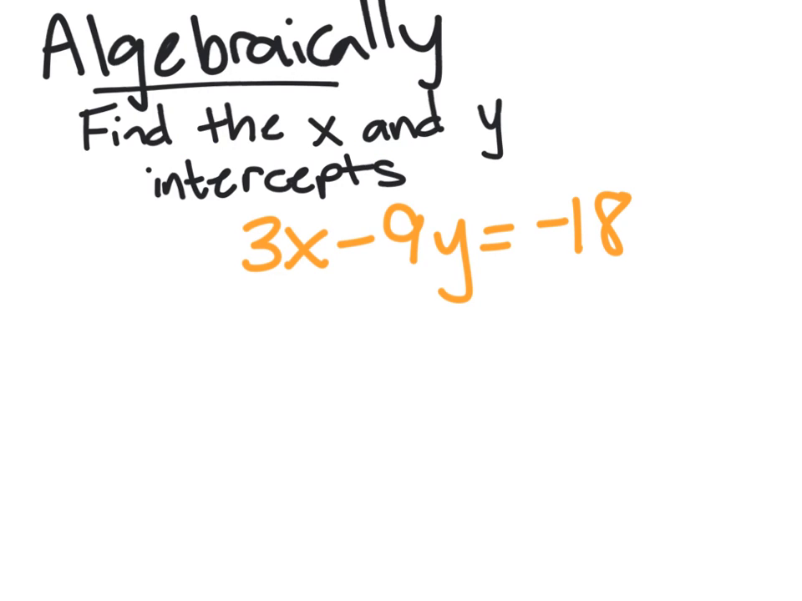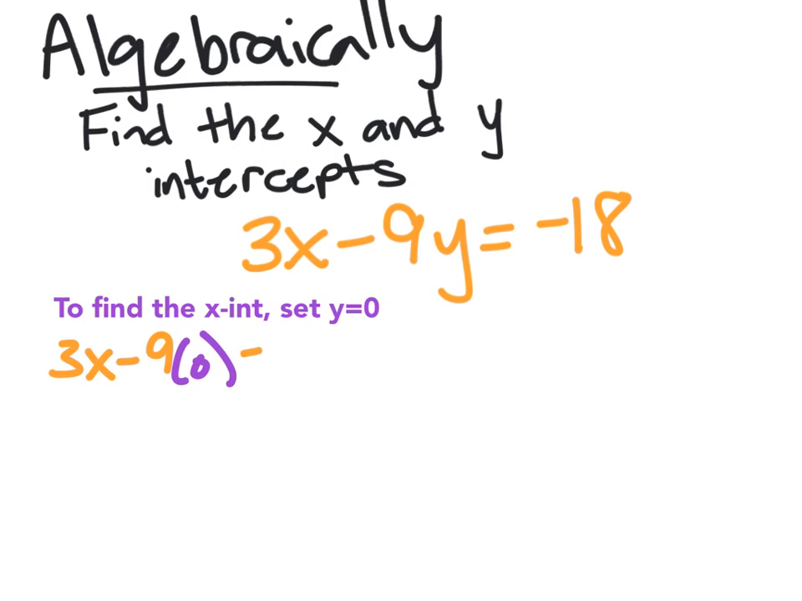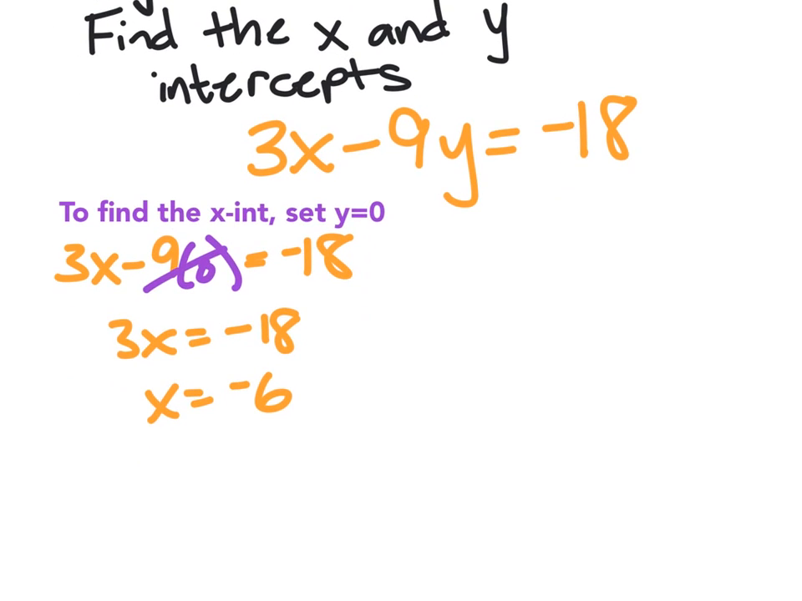Algebraically, let's find the x and y-intercepts. So to find the x-intercept, set y equal to 0. So we say 3x minus 9 times 0 is equal to -18. Well, obviously, -9 times 0 is going to disappear. So if 3x is equal to -18, I can say that x equals -6, giving me an x-intercept of (-6, 0).